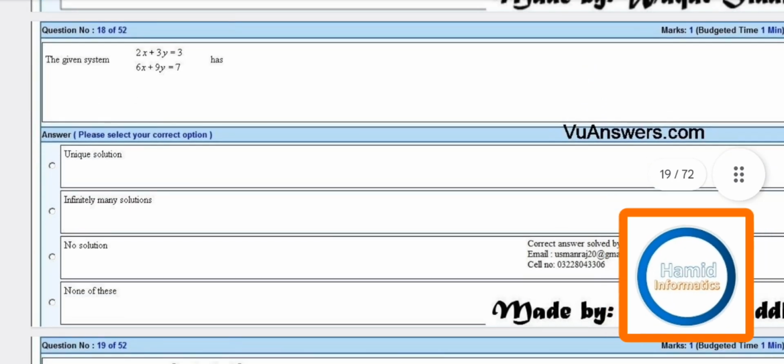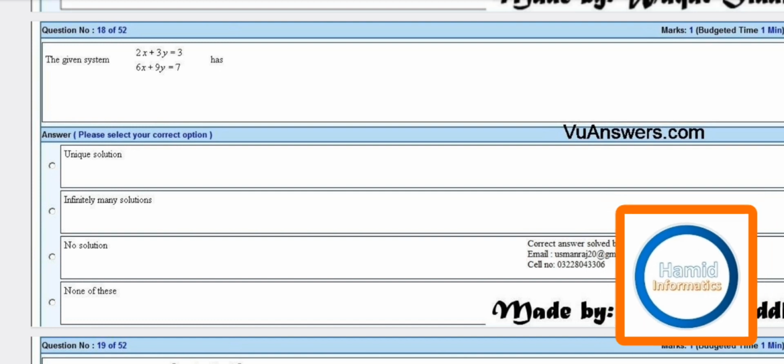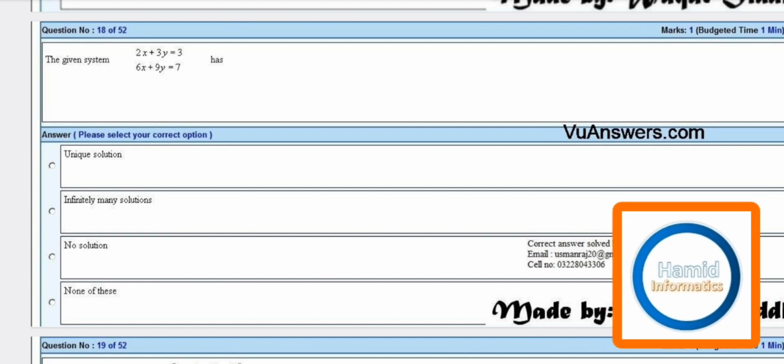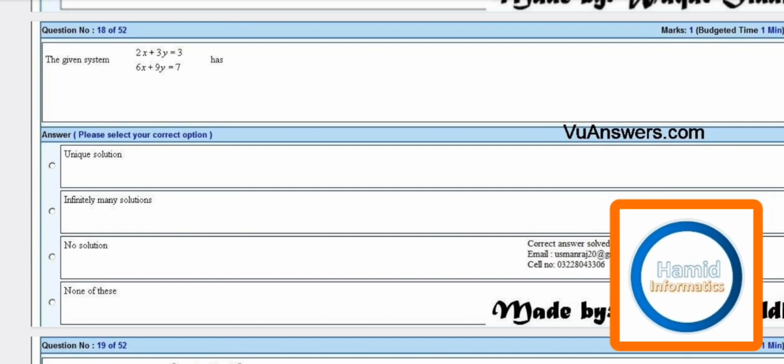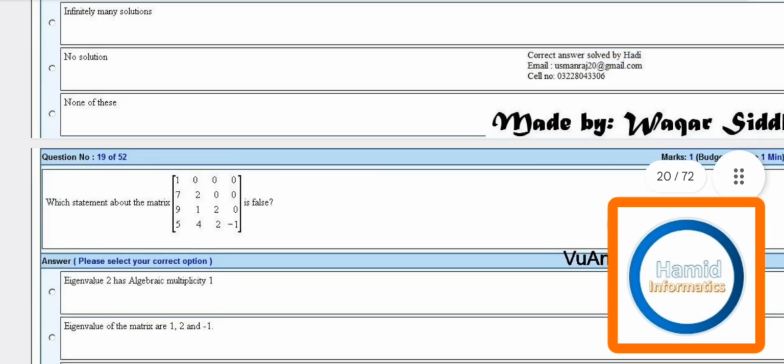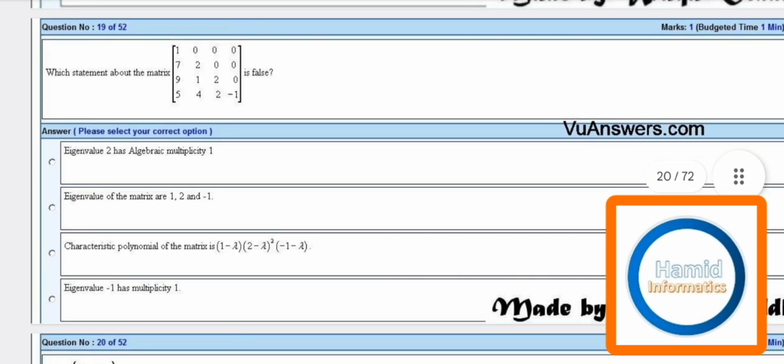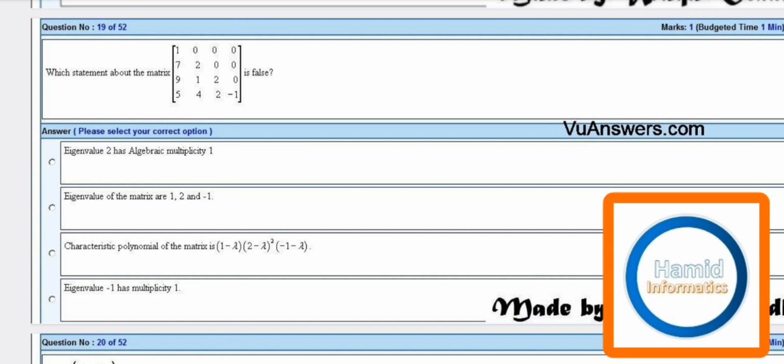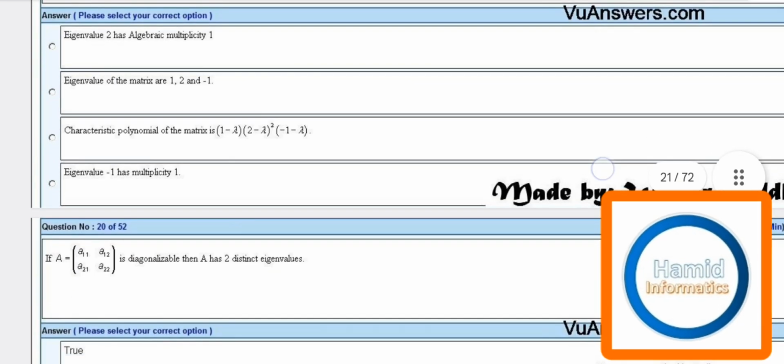Next question is: the given system 2x + 3y = 3, 6x + 9y = 6 has no solution. Next question is: which statement about the matrix [1 0 0 0; 7 2 0 0; 9 1 2 0; 5 4 2 -1] is false? There is no answer here, so leave this.